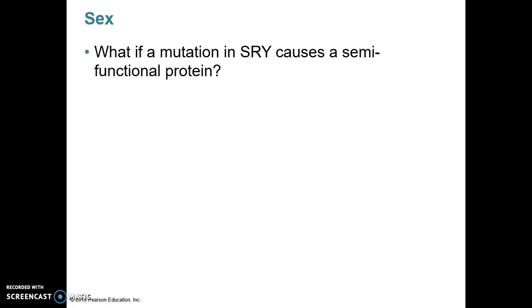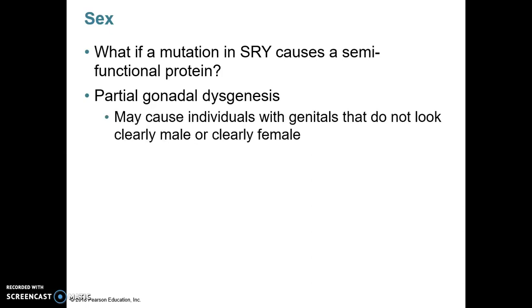The mutation in the SRY gene causes an SRY protein that functions a little bit. It doesn't do the whole job, but it isn't completely absent. That's called partial gonadal dysgenesis, where individuals have genitals that aren't clearly male or female. It may also cause other abnormalities in the reproductive organs. So, should this person consider themselves male or female? Should their DNA determine their identity and how they want to conduct their life?